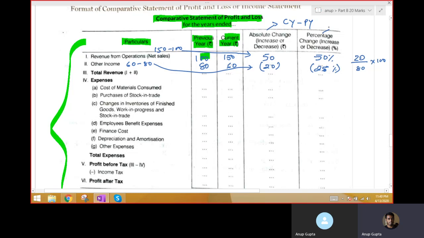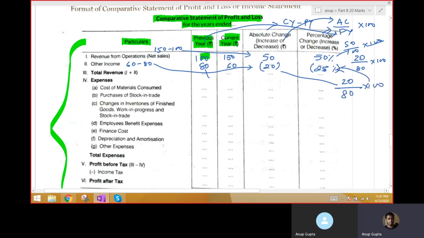And the formula for finding percentage is absolute change, that we get from here, divided by previous year, that we get from here, into 100. So in the first case, the absolute change is 50 divided by the previous year amount, 100, into 100. So it's 50%. In the second case the absolute change is 20 and the previous year is 80, so 20 upon 80 into 100, and therefore we get 25%, and we write minus because there is a fall in value.